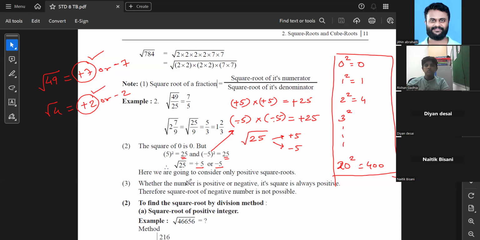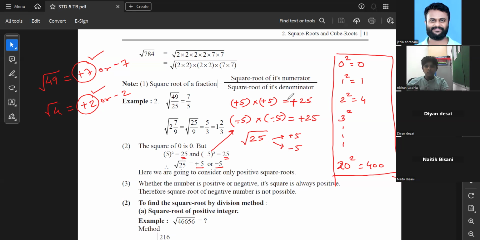Whether the number is positive or negative, its square will always be positive. So I've already told you, if your original number is plus 5 or minus 5, plus 2 or minus 2, plus 3 or minus 3, the square number will always be positive, as you can see over here. Irrespective of what the original number was, the square will always be positive.